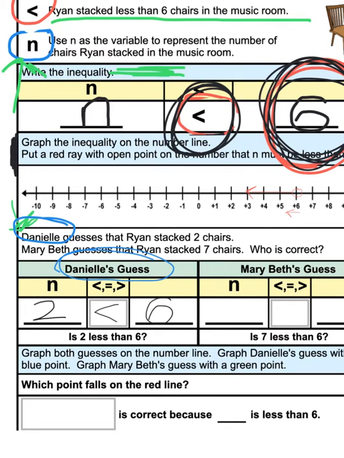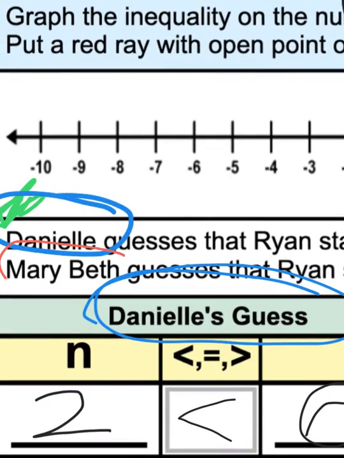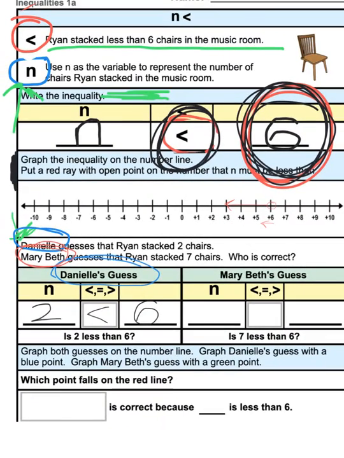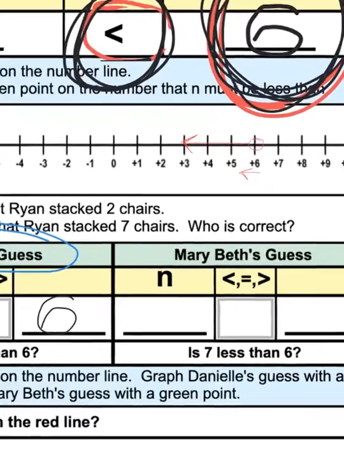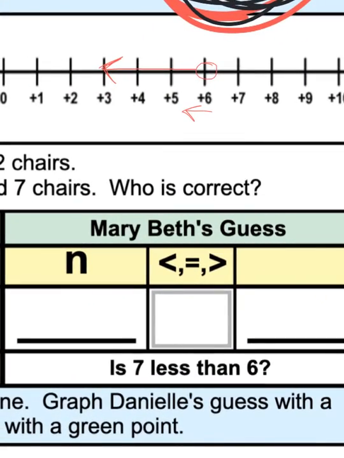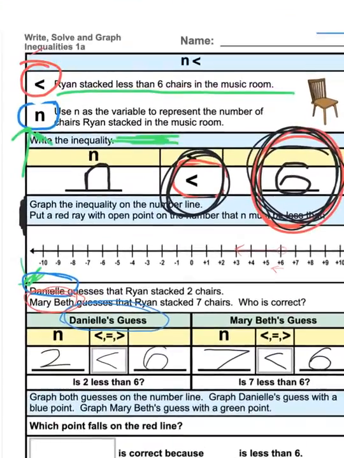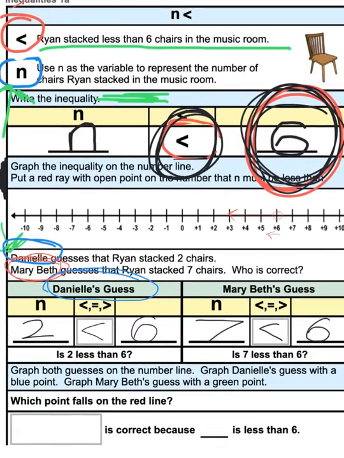Now, if we come over here, Mary Beth, so again, we're looking at Mary Beth right here. Mary Beth guesses that Ryan stacked 7 chairs. So let's come over here to Mary Beth's guess now. So Mary Beth guessed 7 chairs. And again, we're using the same sign all the way through, less than, and then 6, because Ryan stacked less than 6 chairs.